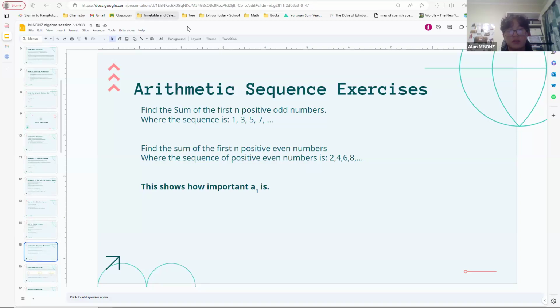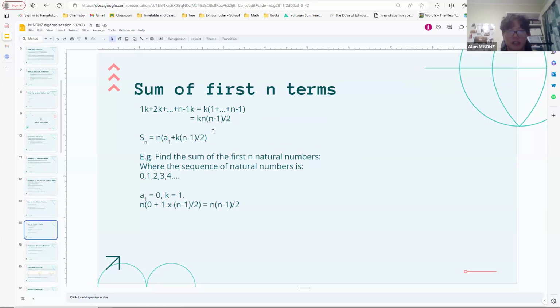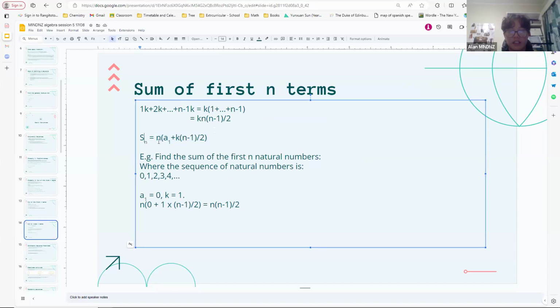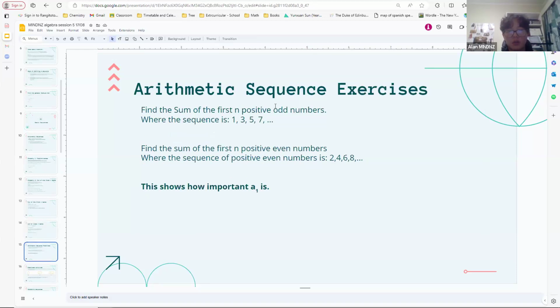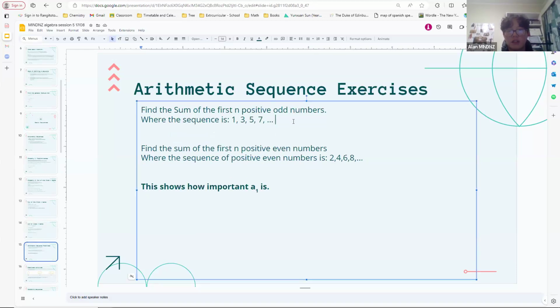So there are two ways to solve this problem. One way is using what we just discussed, plugging into the formula Sn equals n times a1 plus k times n minus 1, divided by 2. Or we could just use induction, which is what we did last lesson, I believe. Can anyone remember how we use induction to do this? We just compared the sum of n plus 1 with n minus 1, right?